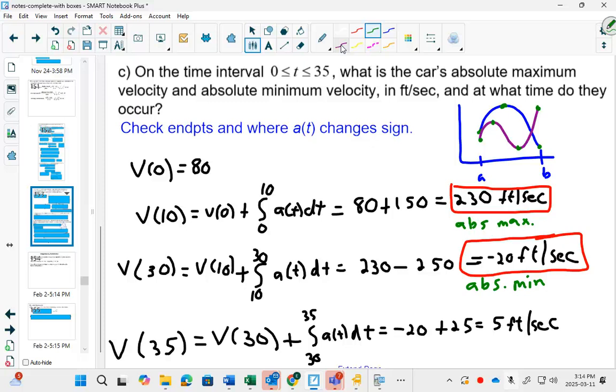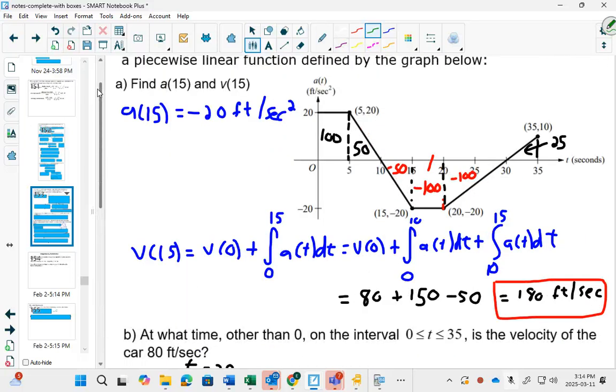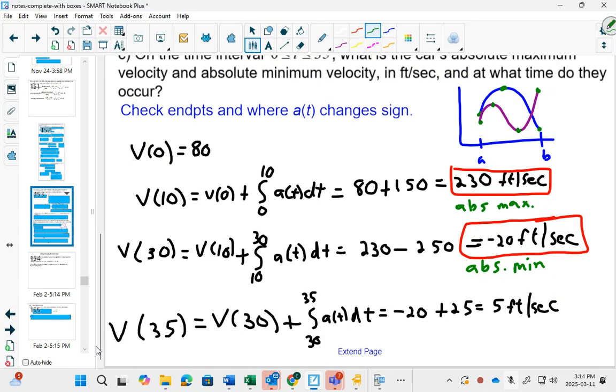So that's what we did here. We looked at our graph, and you see that on your graph at 10 and 30 is where your acceleration is 0. Acceleration is the derivative of velocity. So those are your critical points. And we check our endpoints, and we find our values that way.